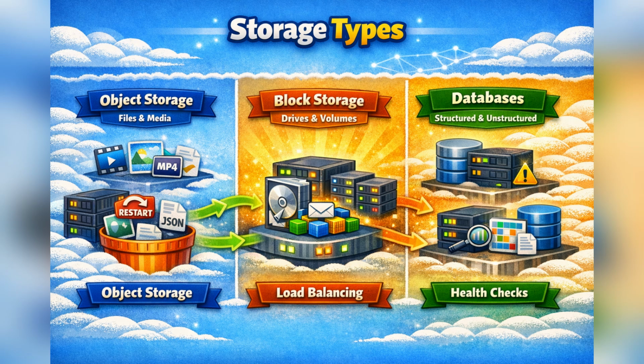Cloud computing also provides different types of storage. Object storage is used for storing files like images, videos, and documents. It's highly scalable and accessible from anywhere. Block storage is more like a traditional hard drive. It's attached to a specific machine and used for things like operating systems or databases. And then we have databases, which store structured or unstructured data. There are relational databases, which use tables and SQL, and NoSQL databases, which offer more flexibility. Choosing the right storage type depends on your application's needs.